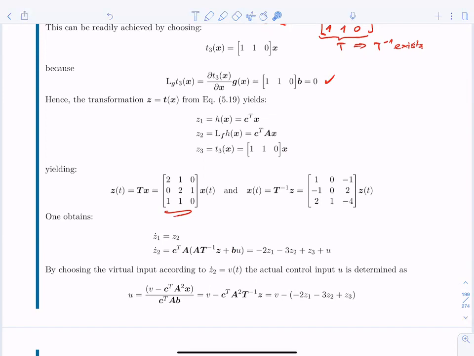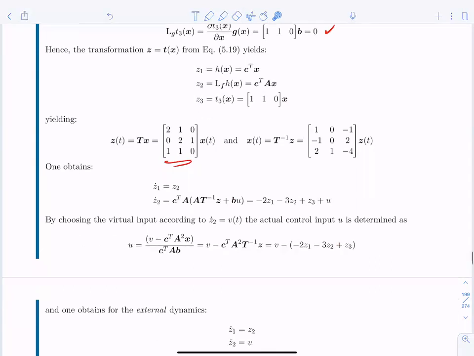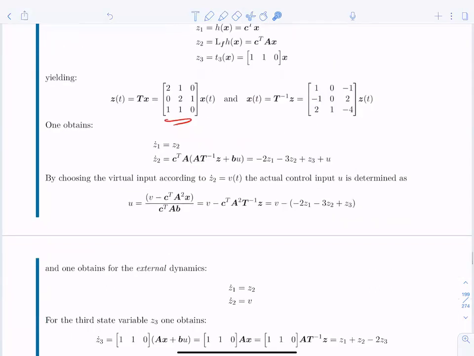okay? Now, if you choose the virtual input, as I mentioned before, to be equal to the C2 dot, so it's equal to v, we would get some kind of control law, okay? So the control input would be determined from this equation, okay? And from this, very simply, we get the external dynamics. External dynamics is simply C1 dot is equal to C2, C2 dot is equal to v. But that's not what I'm going to show you here now. This is just following the instructions given in the scriptum.